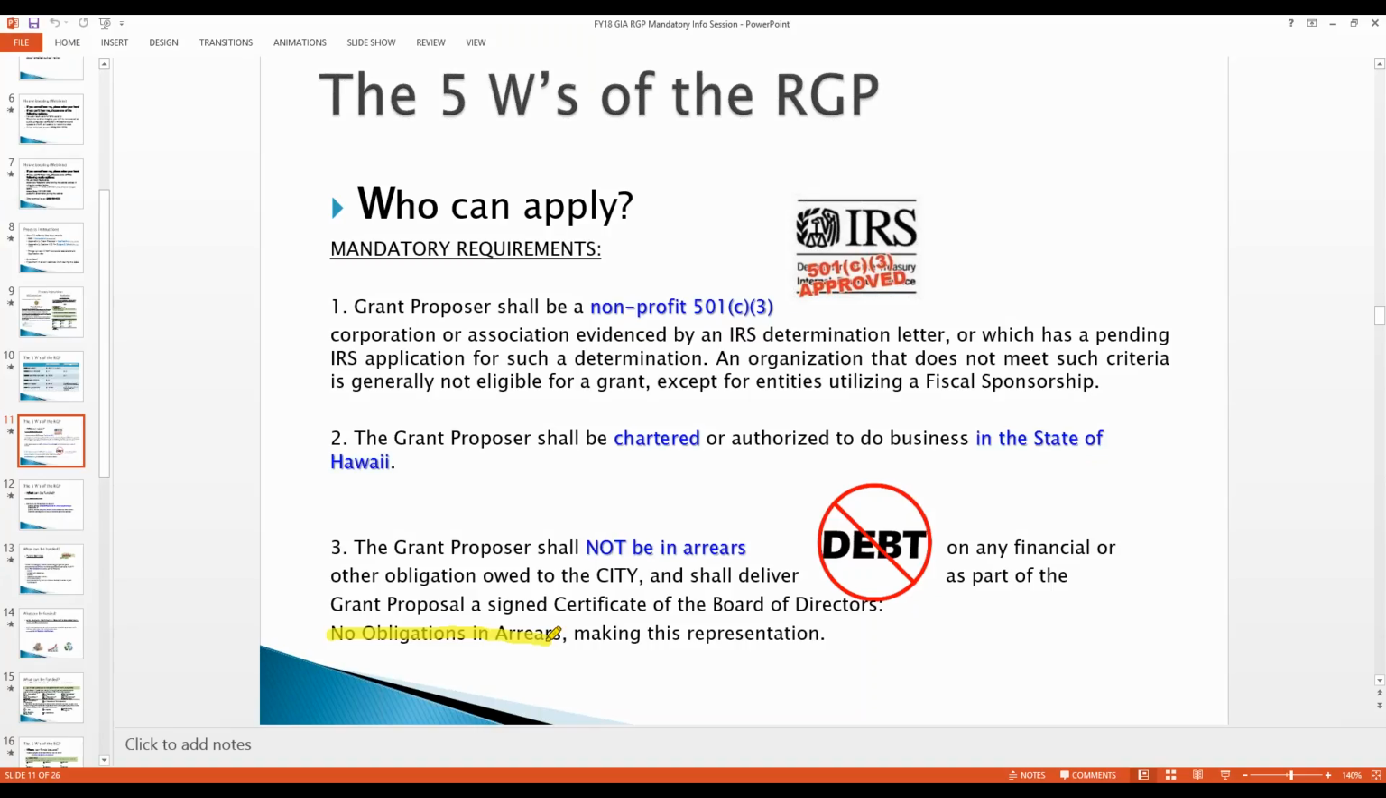I will show you where this letter is located and how it looks. We'll also check our internal record for assurance and confirmation of this information. The application will be disqualified for not meeting such mandatory requirements.